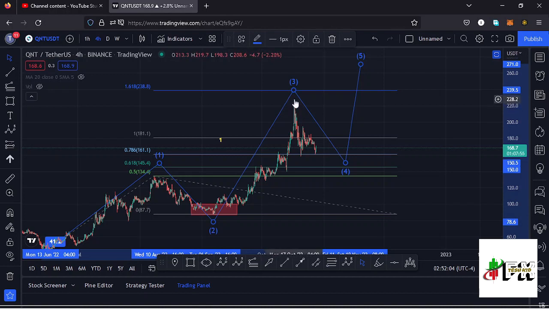But here on the Quantum chart, we have made our high at around the $229.2 mark, meaning we are just $10 away from the target area that I have sketched out using the trend based Fibonacci for that third wave to the upper side.